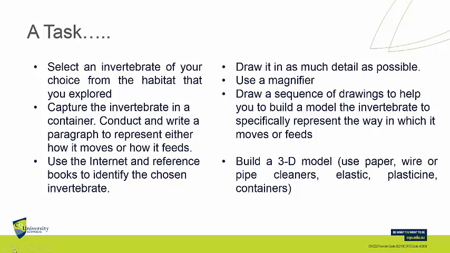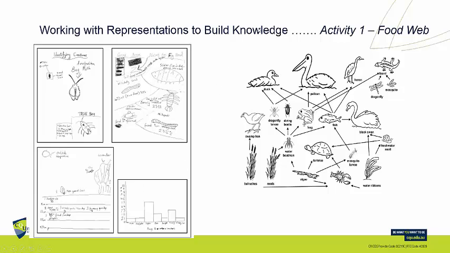Okay, I won't talk too much about it, but they had to select an invertebrate, so you had to know what it was, classify it from your own habitat, and ultimately, paper, wire, pipe cleaners, elastic, plasticine containers, nothing too fabulous there. Okay, old egg containers are brilliant, cut up, broken, you can make wonderful insects out of those, especially spiders. Very, very simple task and a fun one and relevant to every age. So, Tytler talks about working with representations, okay, to build knowledge.